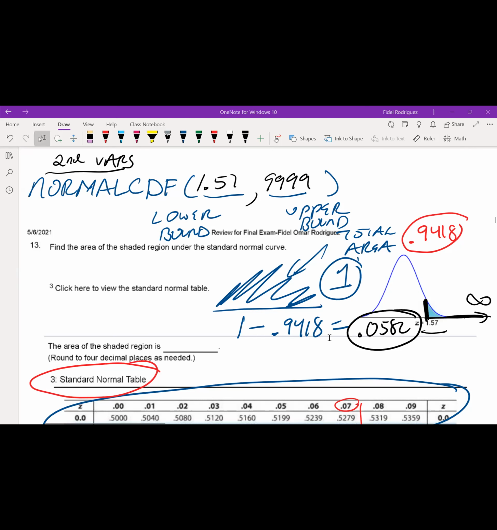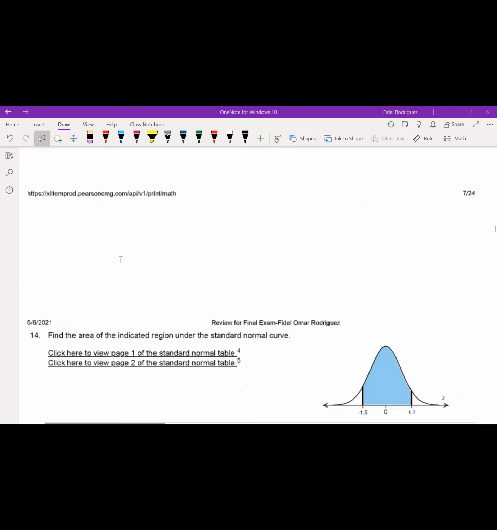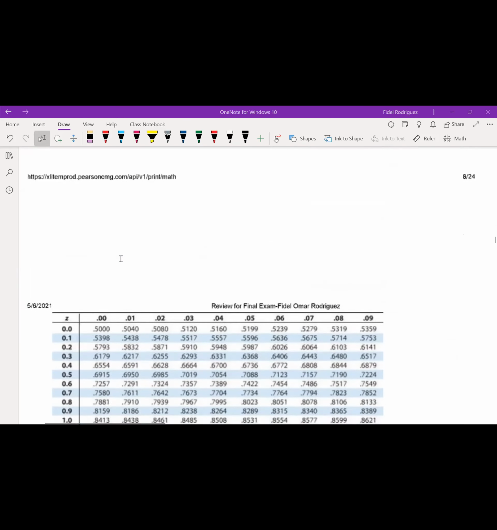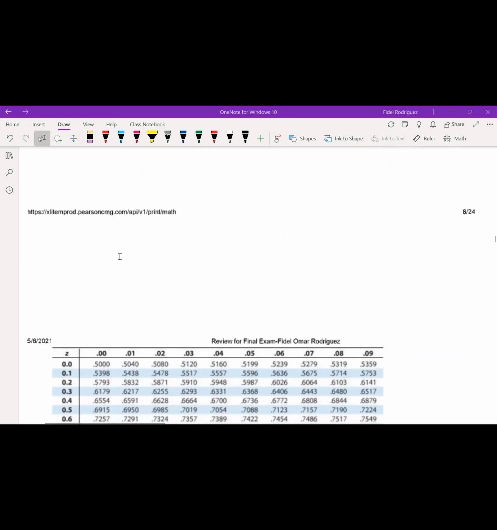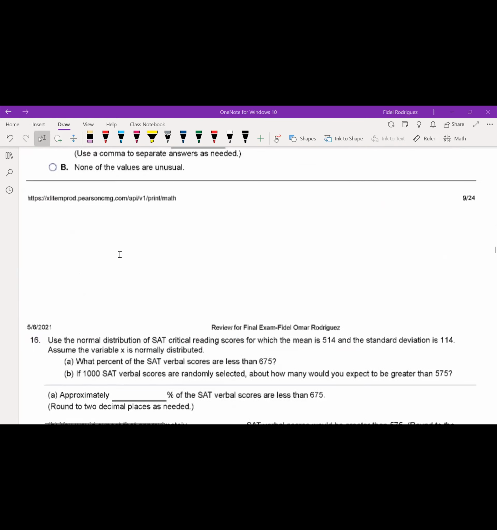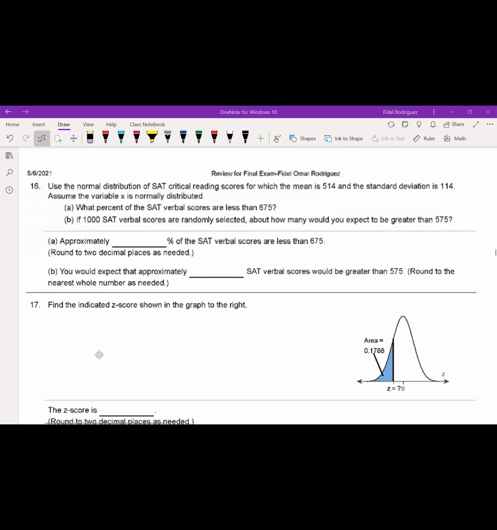Let's see. So let's scroll down to number 16. That was the next one we had. So what number is this? So, right, okay, 16 is right here. All right, perfect.